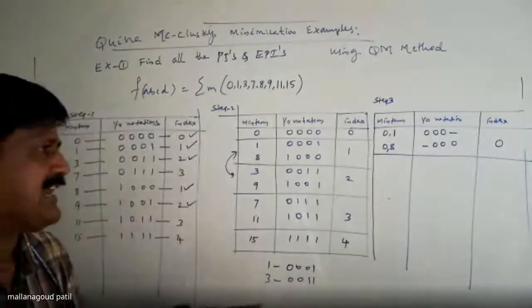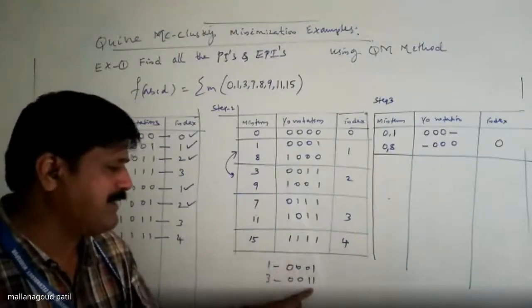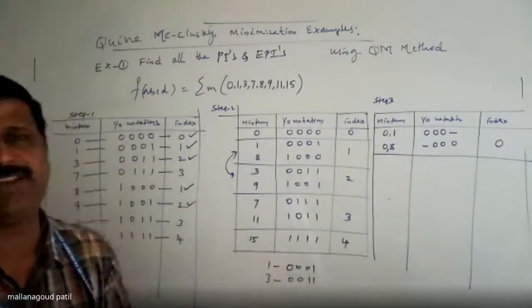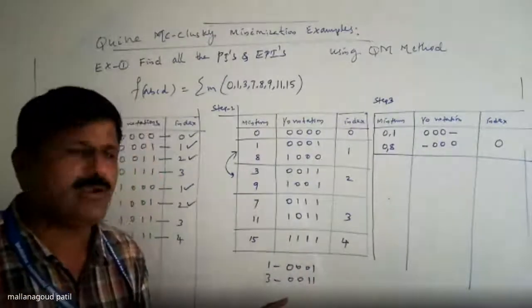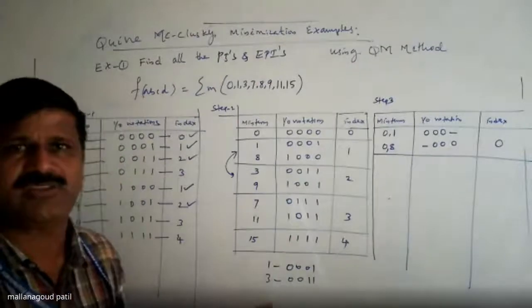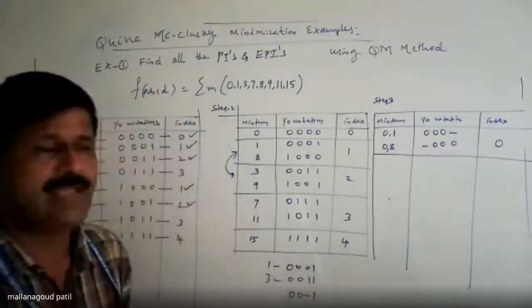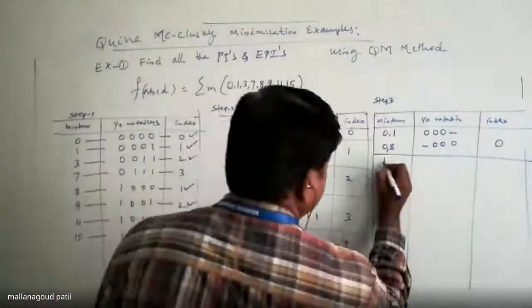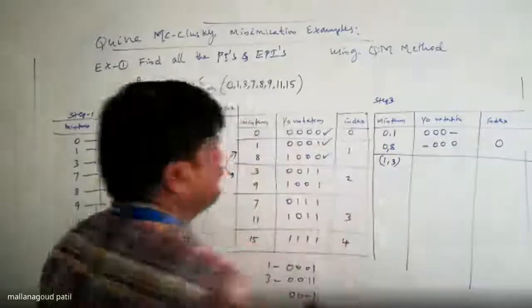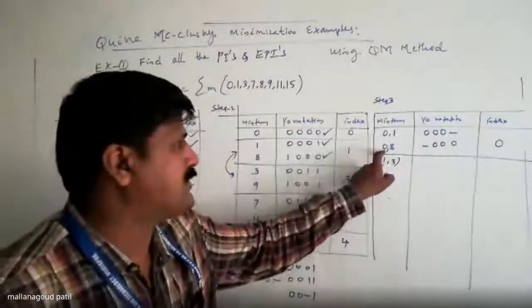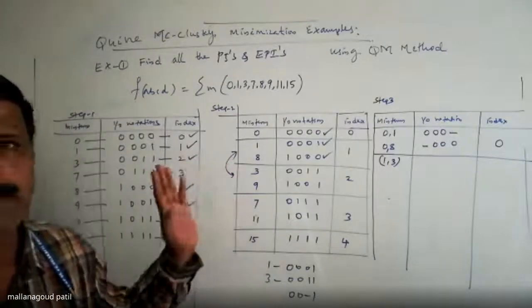Is it logical adjacent? Yes, it is. First bit is same, second bit is same, last bit is same, but the third bit differs. In 1 it is 0 and in 3 it is 1. Then how can you represent this as a logical adjacent? 0, 0, dash, 1. I can write here the combination is 1, 3. And the marking is needed there.